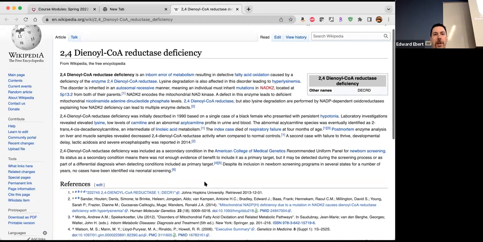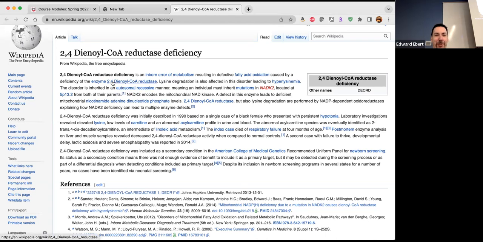So if I click on that one link, and like I say, Wikipedia is maybe not the greatest place, but we're ultimately going to find out that we have a 2,4-dienoyl-CoA reductase deficiency. And you're like, what the hell is 2,4-dienoyl-CoA reductase? Well, it's an enzyme that's involved in there. You know those little arrows that say in 3 steps or 7 steps or 12 steps to get here? This is one of those, okay?